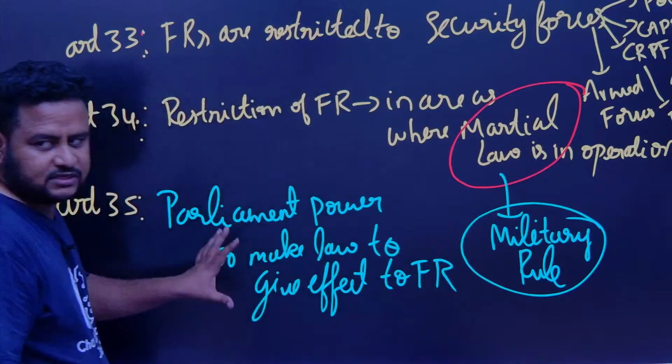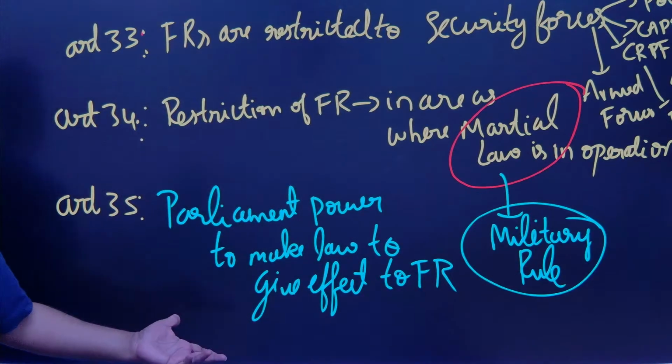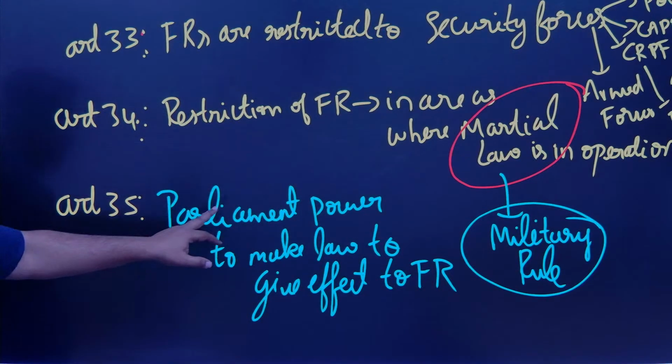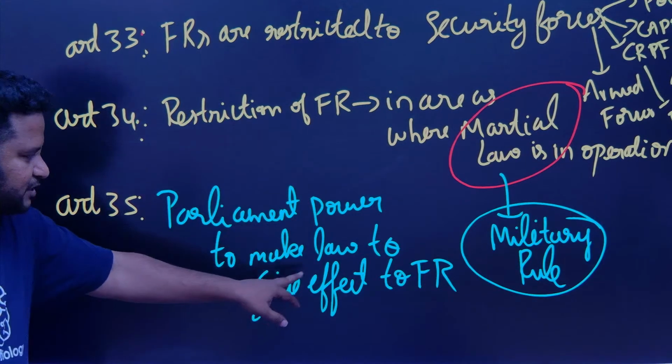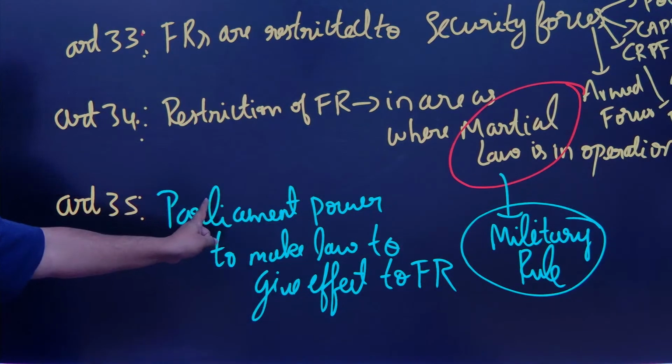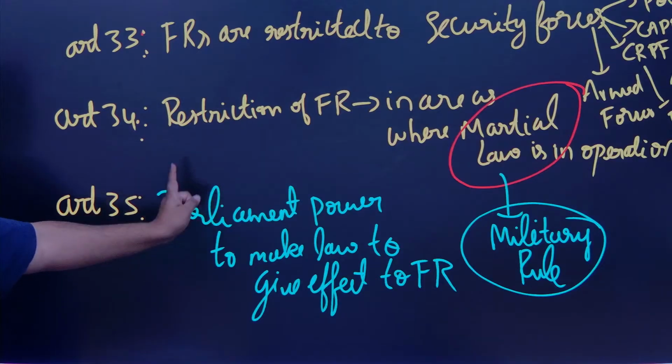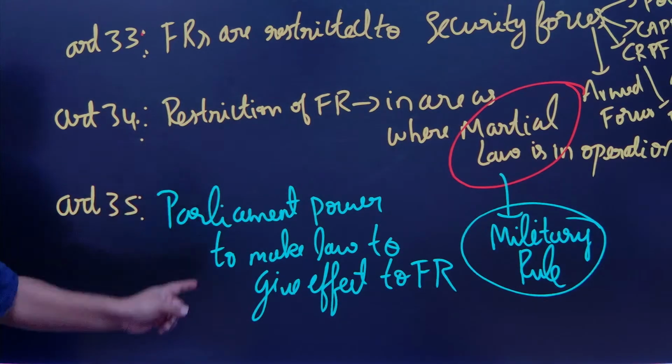If you study it in a book, this article will be given in a very different way and you will not understand, but I have written it in a simple way. Parliament's power to make law to give effect to fundamental rights. Only Parliament has the power, not any state government, not any state legislature. Clear? That is the meaning of Article 35.